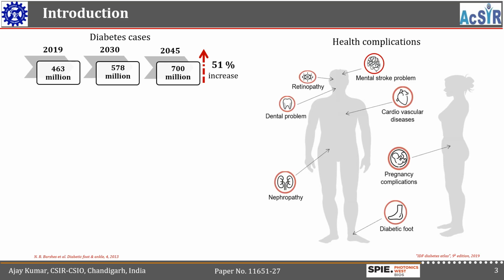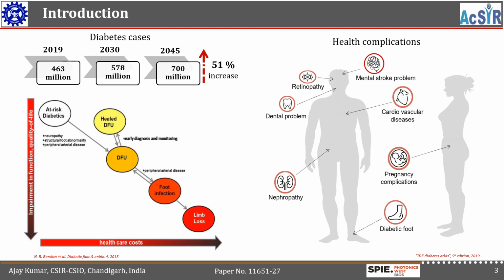Because of diabetes, people are at high risk of developing a number of health complications like stroke, retinopathy, dental problems, cardiovascular diseases, nephropathy, pregnancy complications, and diabetic foot. Among all these complications, diabetic foot is one of the most common leading causes of hospitalization and lower limb amputation. According to IDF, every 30 seconds, a lower limb is lost somewhere in the world.